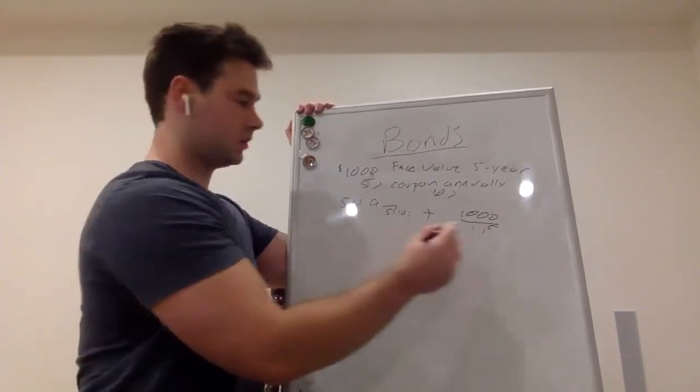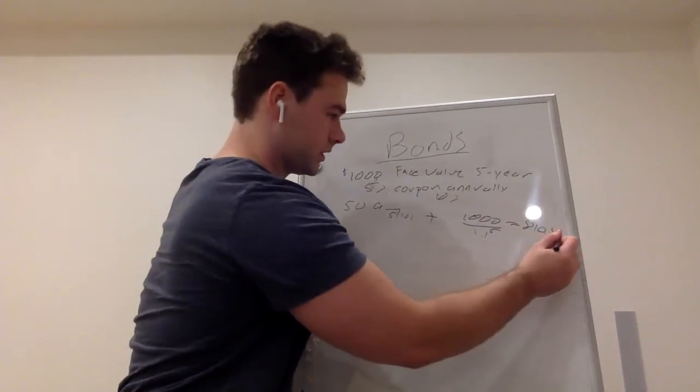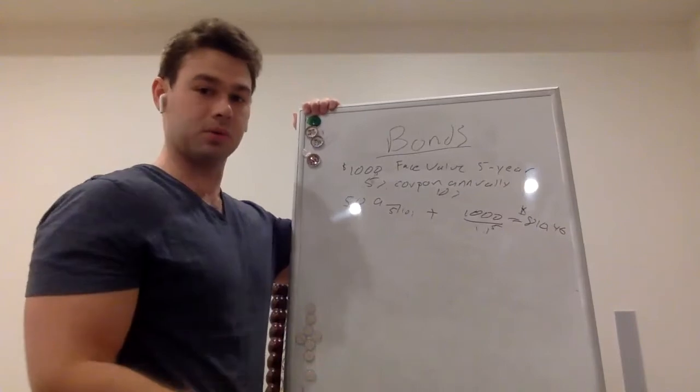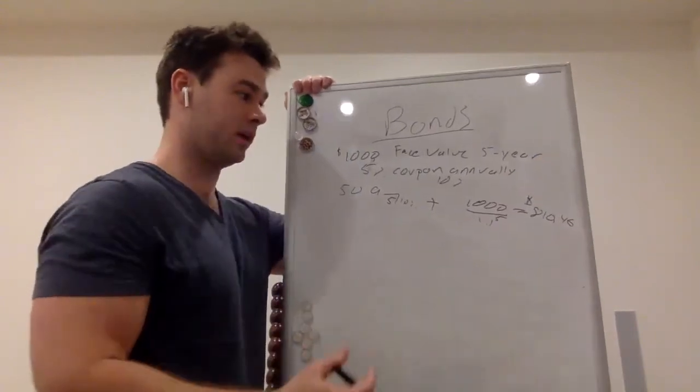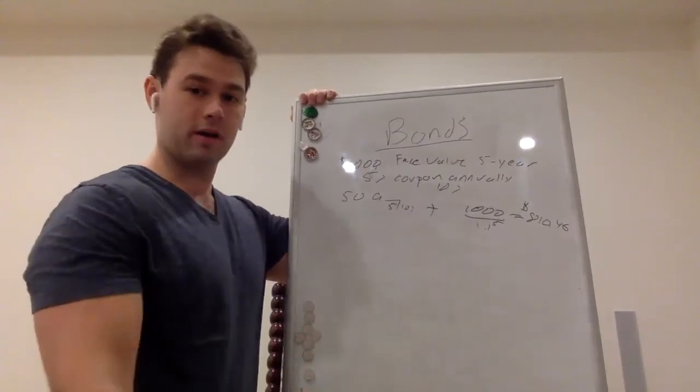Here we get that it is equal to 810.46. Now, if you remember from the previous example, the price was about 620. So we see that adding these coupons added significantly more value.